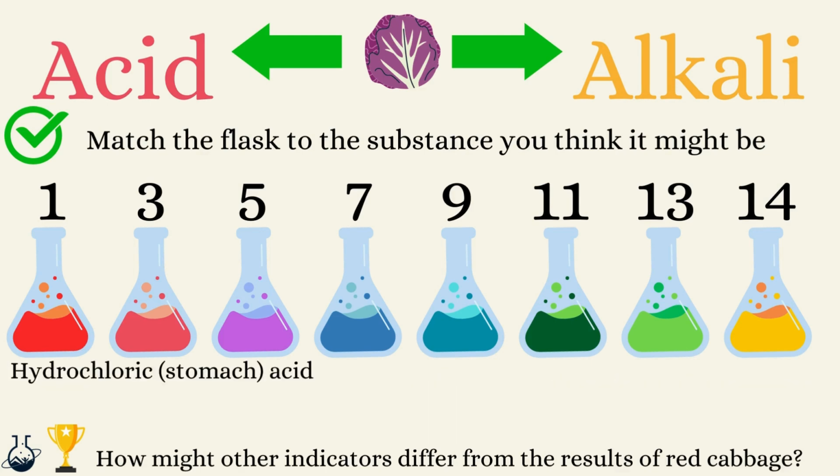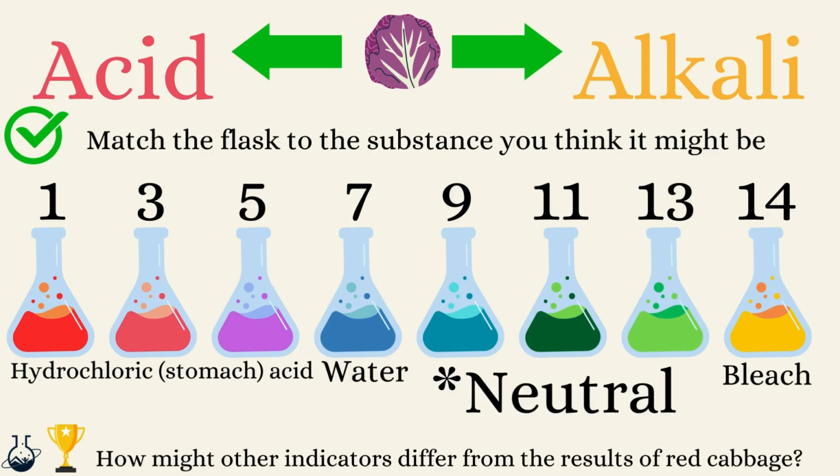Hydrochloric is acid, so this will be down towards the red. Bleach is alkali, so we'll be up at yellow. Water is neither acid or alkali. It's in the middle, which we refer to as neutral. Therefore, it would not change colour and the red cabbage juice would keep its dark blue colour.